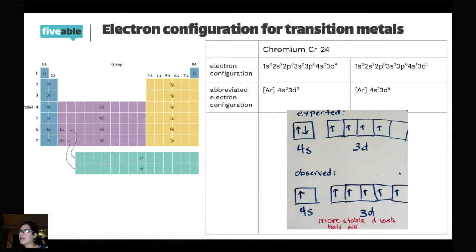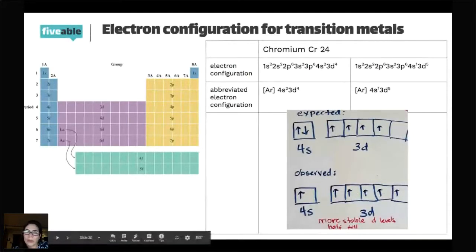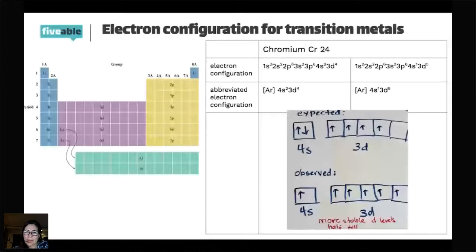Just a quick note here. You won't be asked to memorize the exceptions for the AP exam, but maybe you will be asked to explain why the observable is different than the expected. And the reason has to do with the stability of the d orbitals. Any questions so far? Exactly. So our exceptions have to do with the stability.